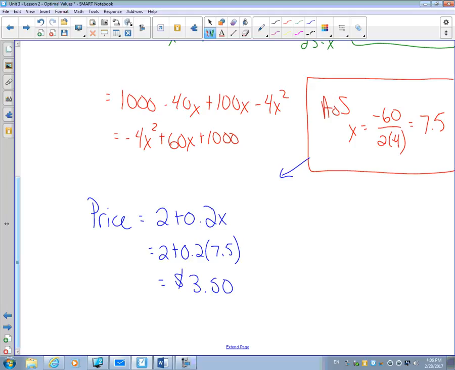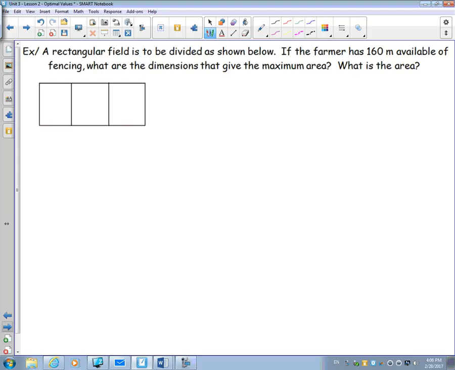Okay, last question. Again, a typical kind of question. We have a rectangular field being divided, as shown. The farmer has 160 meters of fencing available. What dimensions give the maximum area? Well, we got to think of this as having parts and pieces. We got to put fences down all these sides, and down this side, and down this side. So we know that 4x's plus 2y's makes 160 meters of fencing, the perimeter of that.